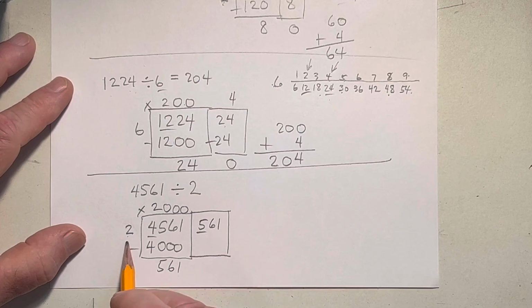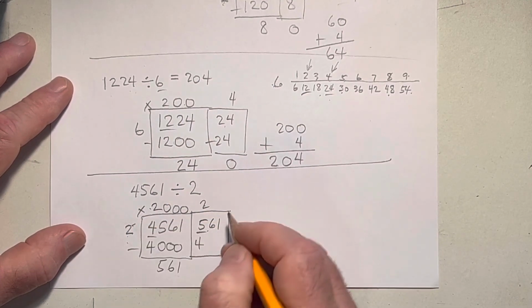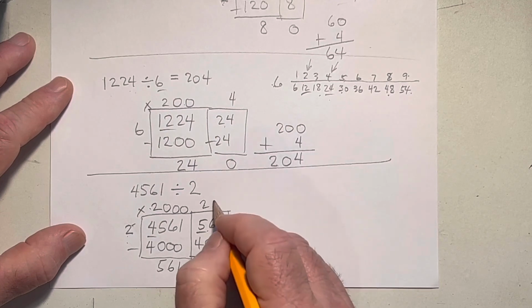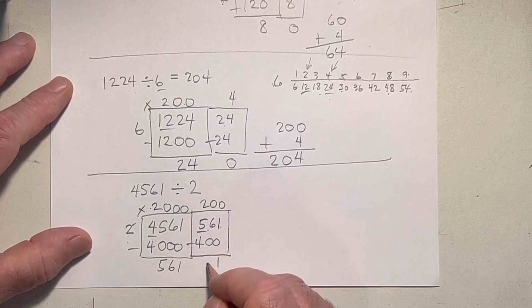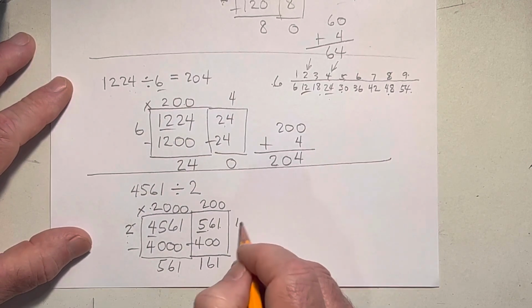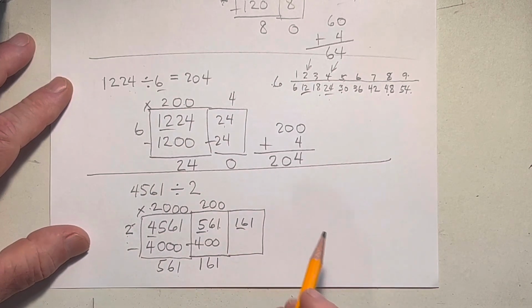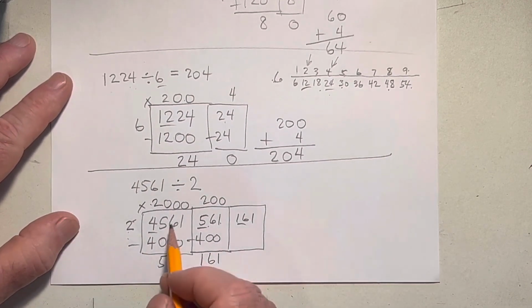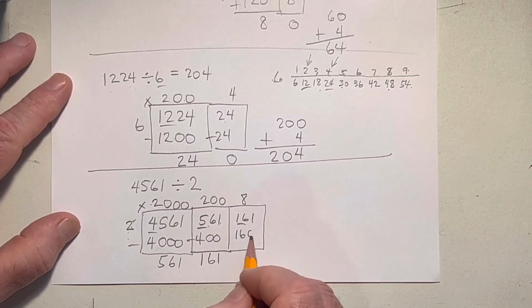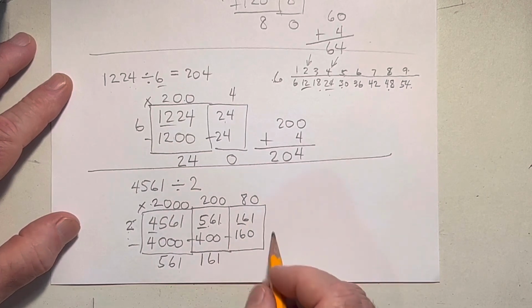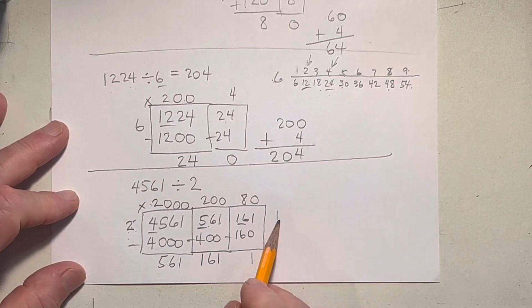2. 2 goes into 5 how many times? 2 times 2 is 4. Write zeros here because we have these two numbers left. We subtract. 161. Write another box around that. Now we're going to look at the number 16. 8 times 2 is 16. Add a 0 here and a 0 here and subtract. We get 1.